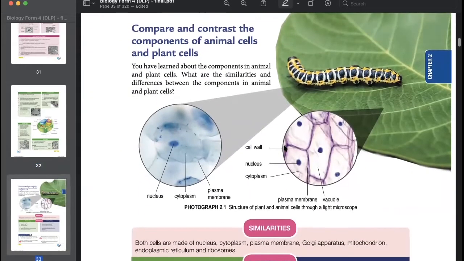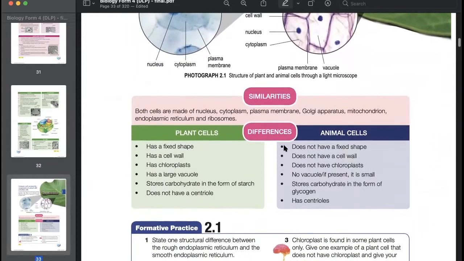Okay, now we are going to study what is the similarity and difference between animal and plant cell. Tengok. Kalau similarity, both cells are made up of nucleus, cytoplasm, plasma membrane, Golgi apparatus, mitochondria, endoplasmic reticulum, and ribosome. Okay, so here is their similarity. How about their differences? Okay, yang ni ada fixed shape. Sebab apa? Dia ada cell wall. Yang ni animal cell does not have fixed shape. Why?